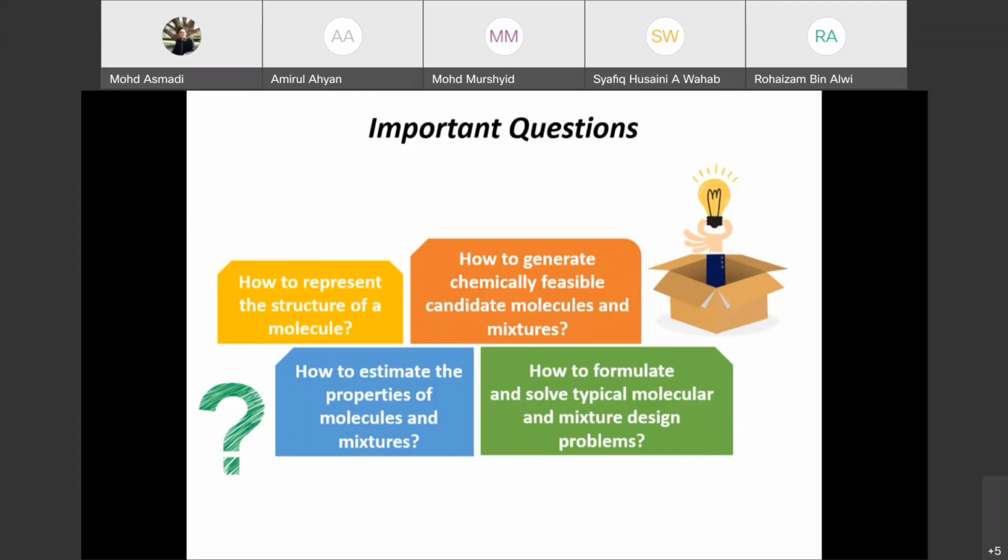And is it possible to generate molecules or candidate molecules in a radical form? For example, CH3, CH2. So that is a radical which is non-stable. But how can we identify, and how do we screen to get the stable molecules? Okay, and then we can remove the non-stable candidates. Third is how to estimate the properties of the molecules and the mixture, as well as how to formulate and solve typical molecular and mixture design problems.